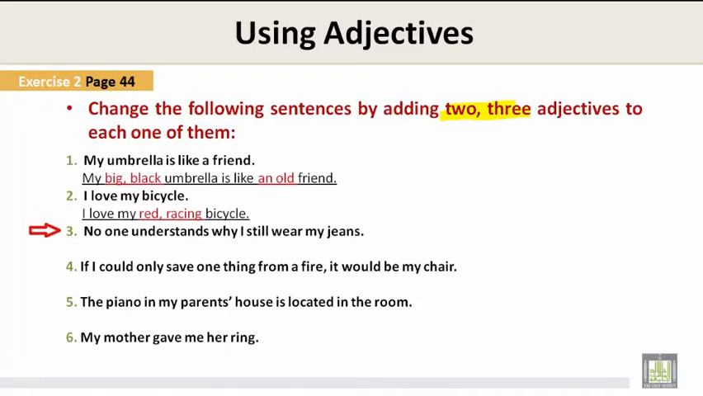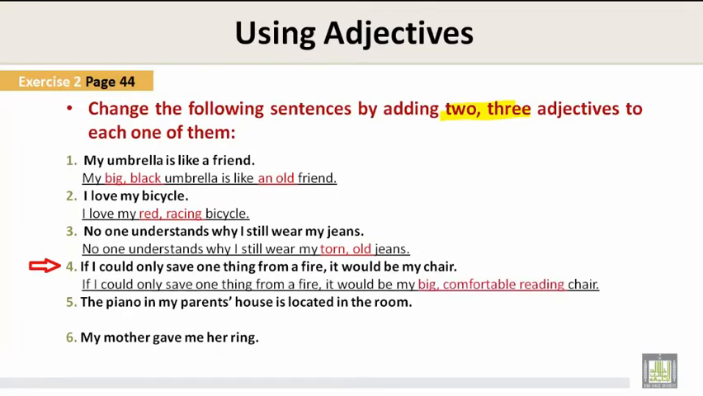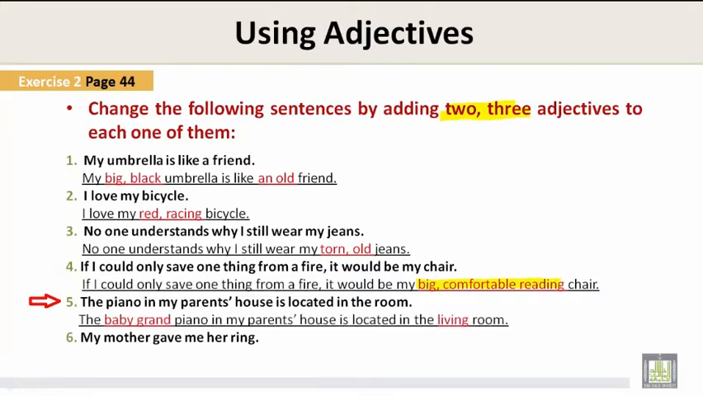Number 3. No one understands why I still wear my jeans. No one understands why I still wear my torn old jeans. Number 4. If I could only save one thing from a fire, it would be my chair. If I could only save one thing from a fire, it would be my big, comfortable reading chair. Number 5. The piano in my parents' house is located in the room. The baby grand piano in my parents' house is located in the living room.